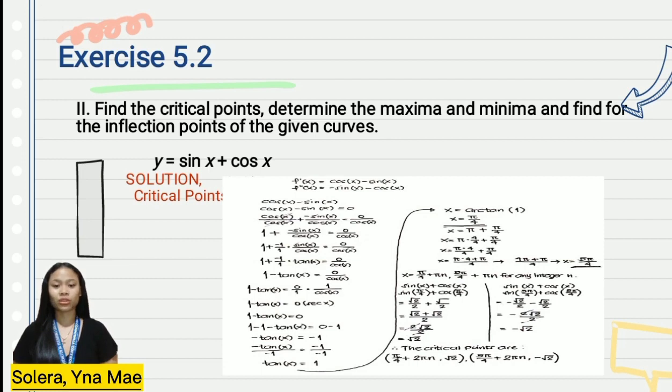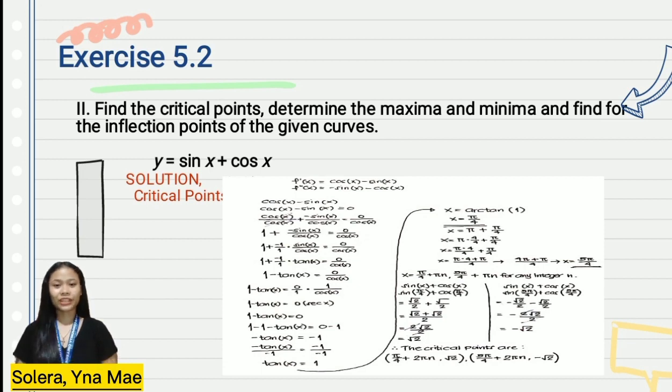Divide each term in the equation by cosine x. So, cosine x over cosine x plus negative sine x over cosine x equals 0 over cosine x. 1 plus negative sine x over cosine x equals 0 over cosine x. Separate functions. 1 plus negative 1 over 1 multiplied by sine x over cosine x equals 0 over cosine x. Convert sine x over cosine x to tangent x. So, 1 plus negative 1 over 1 multiplied by tangent x equals 0 over cosine x. 1 minus tangent x is equal to 0 over cosine x.